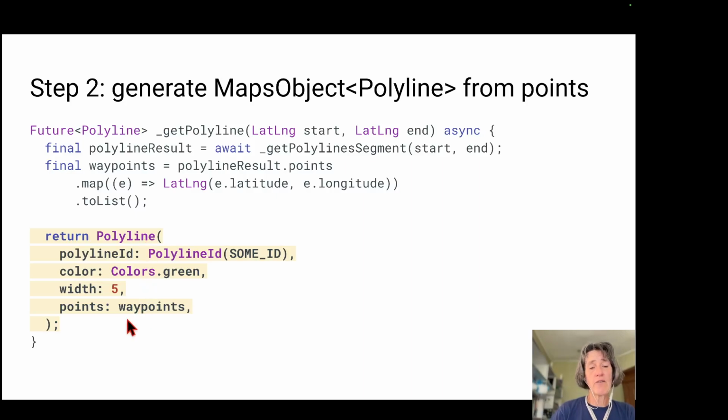And now, once I have my waypoints, I can create a Google Maps Flutter polyline object. This should look very familiar because it's very similar to the marker object. It has a unique ID, polyline ID, and then it has a bit of styling information. So in my case, I gave it the color and the width. And then it has a list of coordinates. The marker had a single coordinate only. The polyline has a list of coordinates.